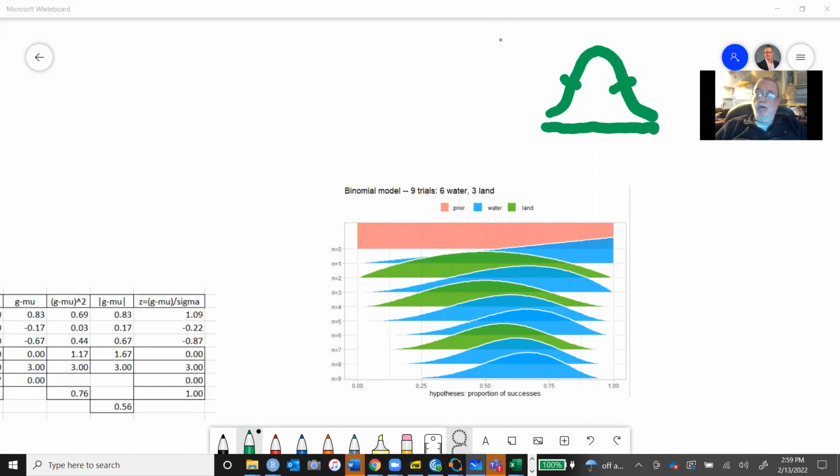as we add more observations. We get more shape. We also get a narrower, more precise idea of the range of possible proportions of successes. And we also begin to see, just with 9 throws, imagine doing 1,000, that it begins to pinch in.